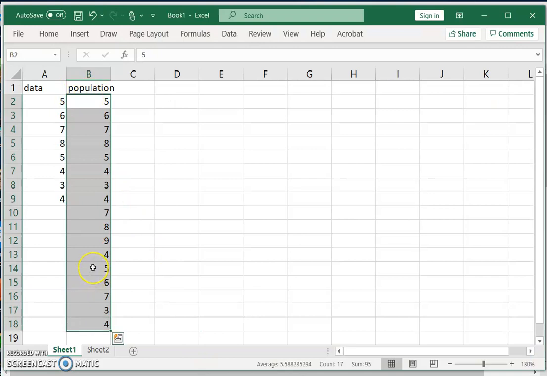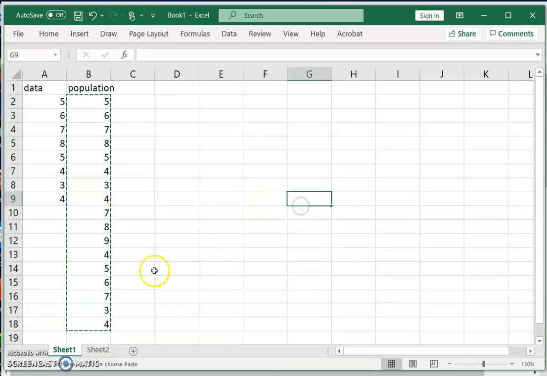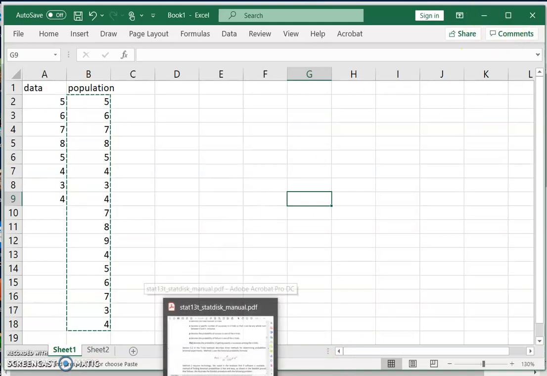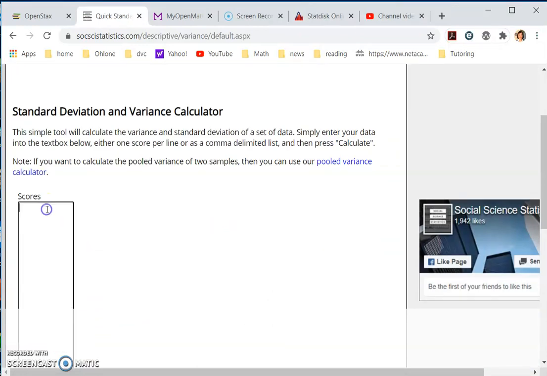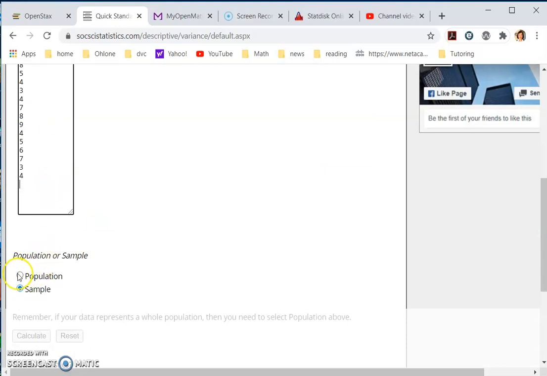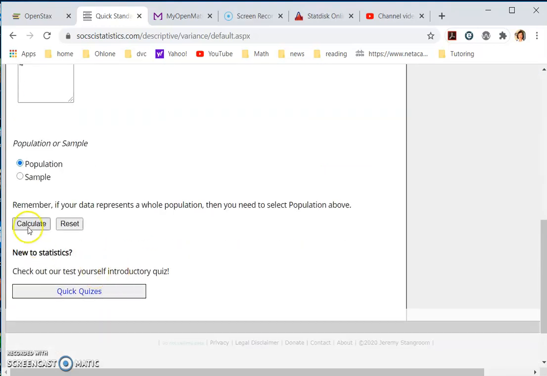Most of the time you do not need to do that. 99% of the time our data are samples. It's some really rare situation, or maybe you are doing a test that for some reason asks you for population standard deviation, then you would do it. So I go back to the social science statistics calculator and paste my population data here, and then you say calculate.